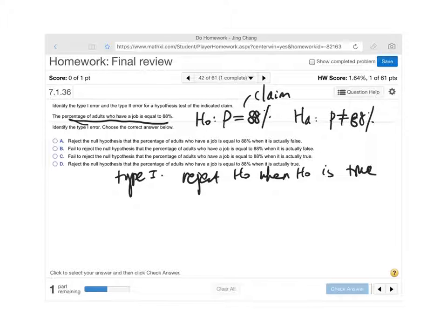So that means you reject the null hypothesis, so either A or D, which means you think the percentage is not equal to 88%. So you reject the null hypothesis that the percentage of adults who have a job is equal to 88% when it's actually true. Yeah, that's the answer. So just which H0 is true. When H0 is actually true, D is the right answer. You reject the H0 when it's true.